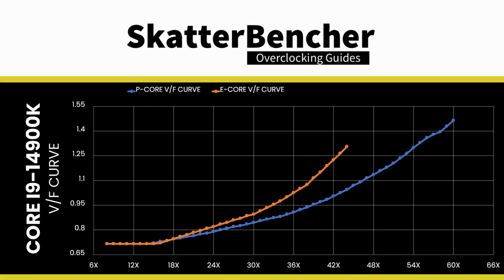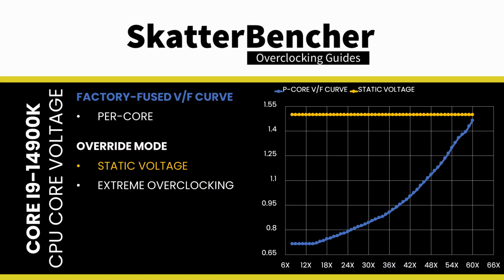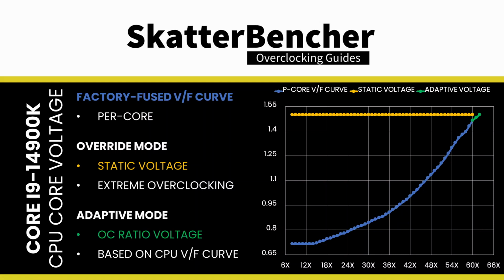Next, we must cover the adaptive and static CPU voltage modes. Override mode specifies a single fixed voltage across all ratios. It is mainly used for extreme overclocking, where stability at high frequencies is the only consideration. Adaptive mode is the standard mode of operation, where the CPU relies on the CPU VF curves to set the appropriate voltage. Both voltage modes can be controlled directly using the CPU registers, and that's exactly what we're doing when we're using the Foundation Toolkit.